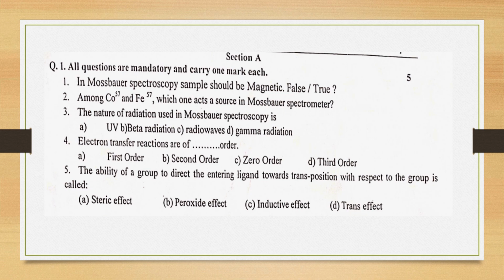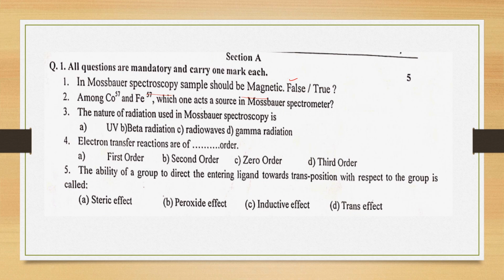The first question is in MOSFET spectra. In MOSFET spectroscopy, sample should be magnetic. That is false or true. It is asked whether in MOSFET spectroscopy the sample should be magnetic, false or true. It is not necessary that the sample be magnetic. So its answer is false.